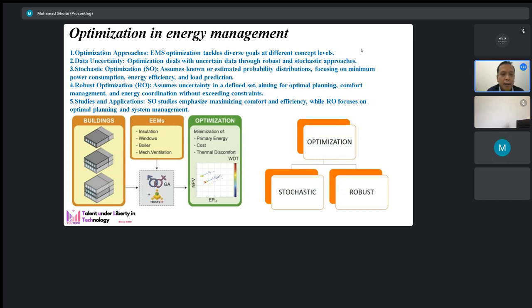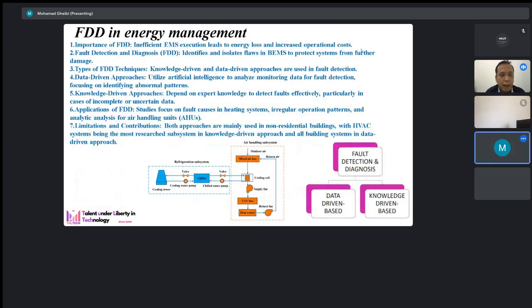And the last slide, slide 9, is about fault detection and diagnosis. FDD in energy management highlights the following key points: the importance of FDD, efficient execution in energy management systems. It is crucial to prevent energy loss and minimize operational costs.